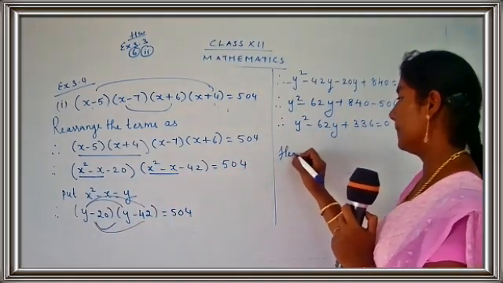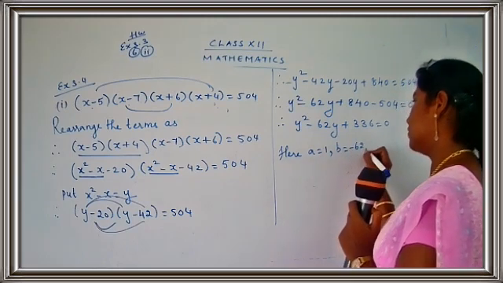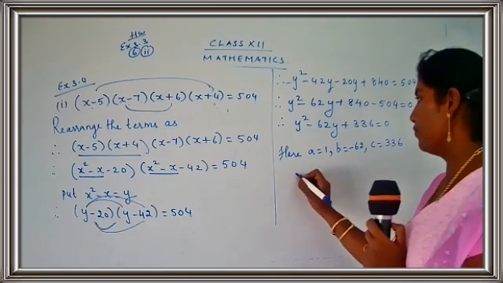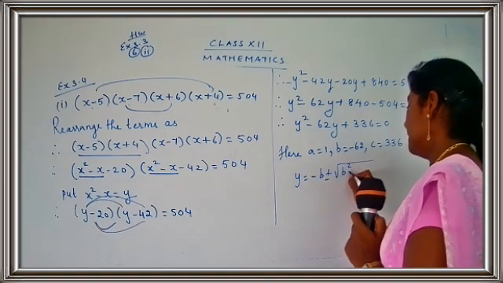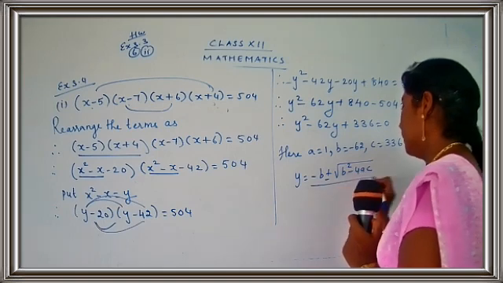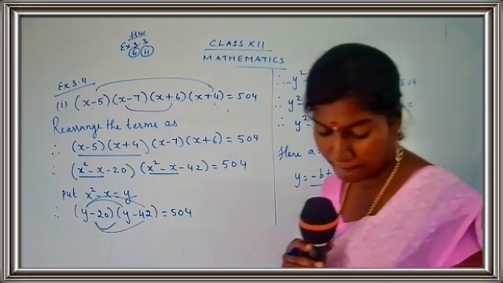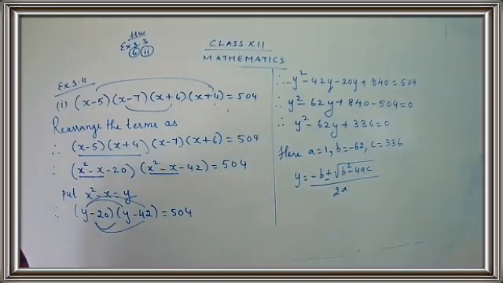I'll put here a is equal to 1, b is equal to minus 62 and c is equal to 336. So y is equal to minus b plus minus square root of b square minus 4ac upon 2a. Children, come on. You're going to find out the answer.